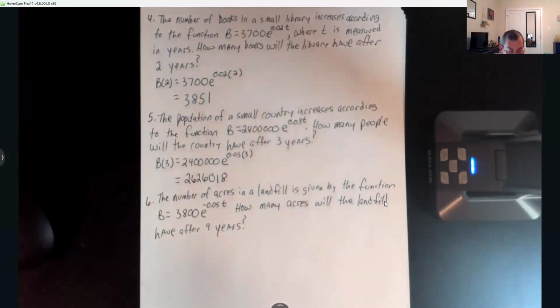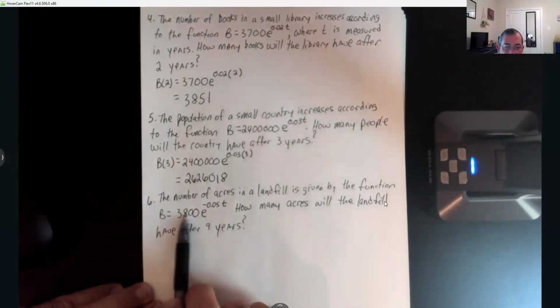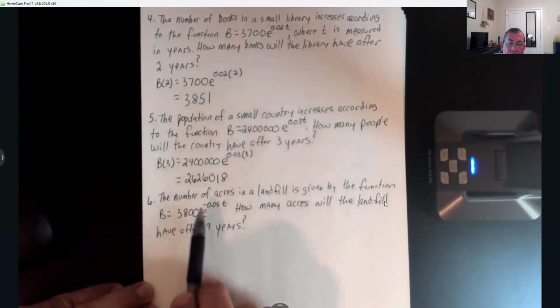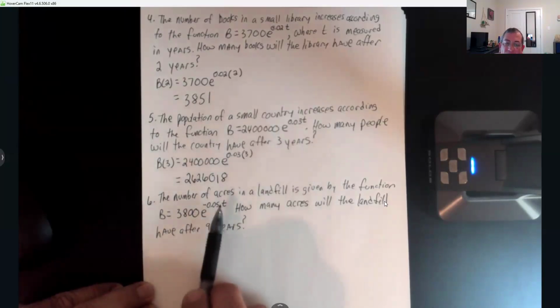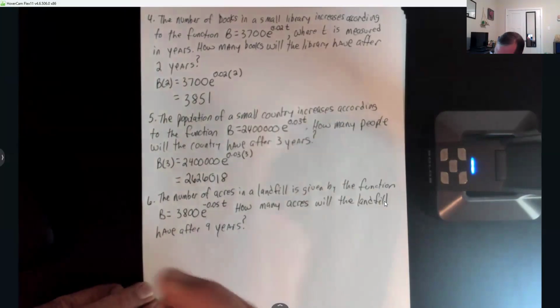And they want me to round it to the nearest acre. So I'm starting out with 3,800 acres. It's a negative growth rate, which means it's going to be a decrease or a decay. We know the years was 9. So y'all, we're going to plug it in.